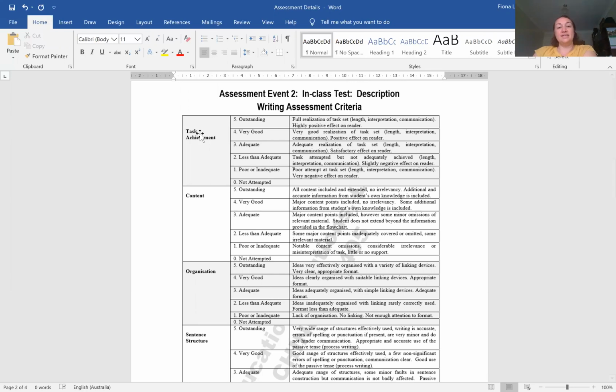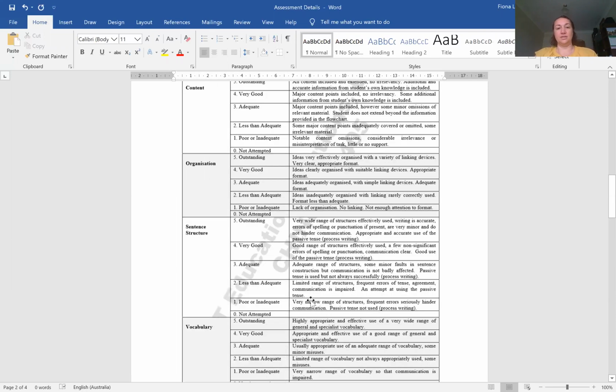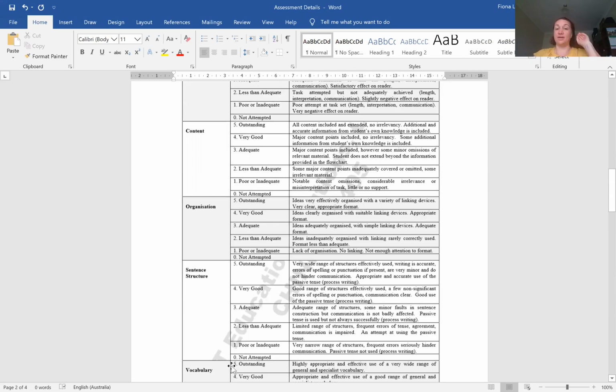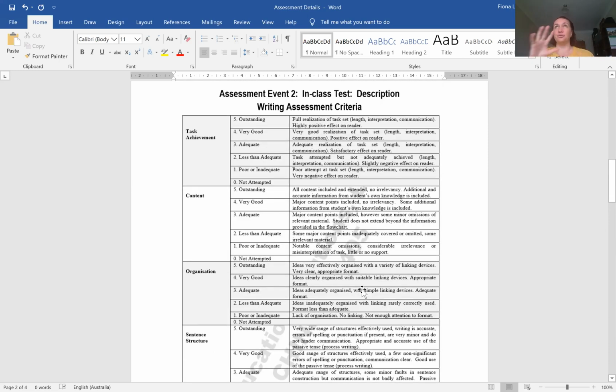So task achievement means your overall achievement. What I will do is I will be marking content, organisation, sentence structure and vocabulary first. And if you primarily get a 3 to 3.5, I then need to make a decision as to whether for task achievement you're adequate, very good or outstanding. So this is kind of the last thing. This is my overall perspective of what you've done.